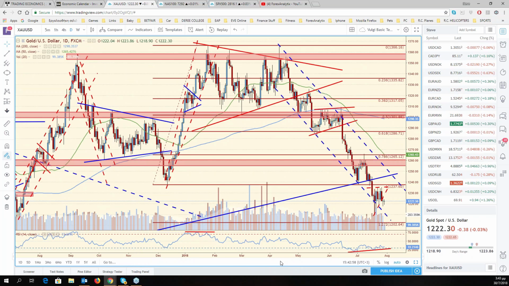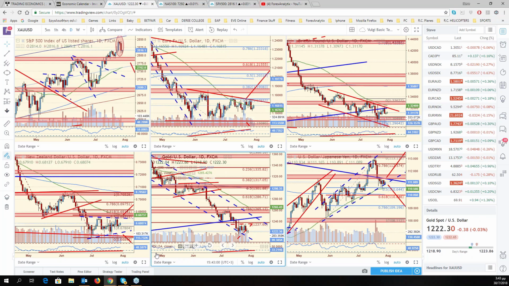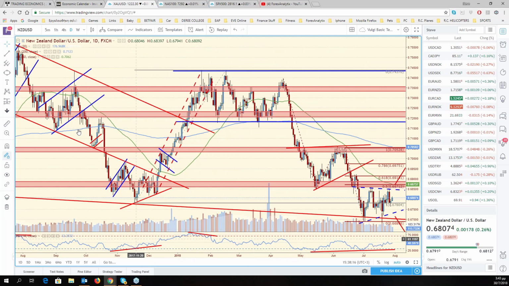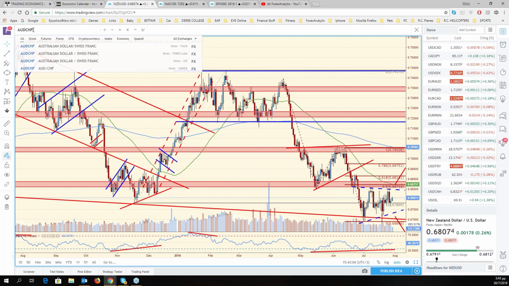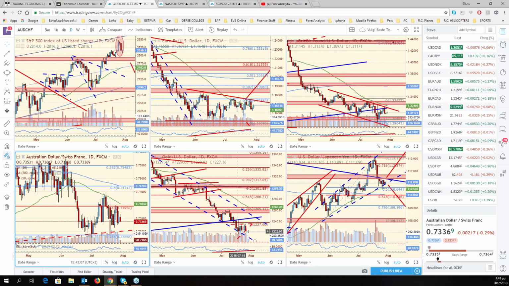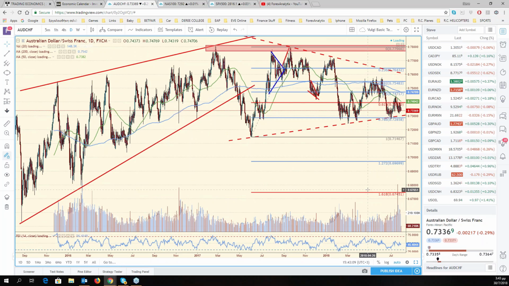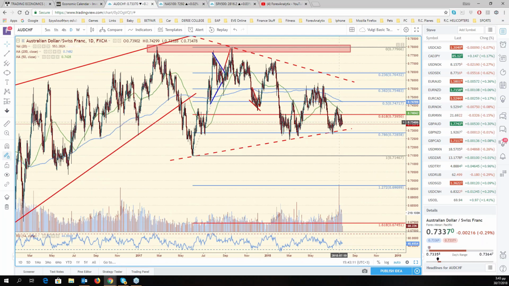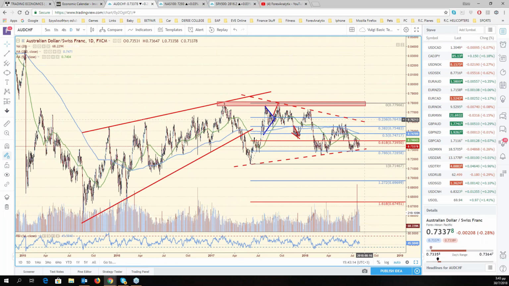I haven't had a look at Aussie Swiss definitely in some time, but okay, let's do that very fast because I'm very curious to see what it currently is. Okay, not much has changed in the Aussie Swiss. Aussie Swiss stuck in a symmetrical triangle. Personally, I wouldn't be doing much unless we see a breakout from this. You can see it. I mean, it's very, very clearly a symmetrical triangle, right?